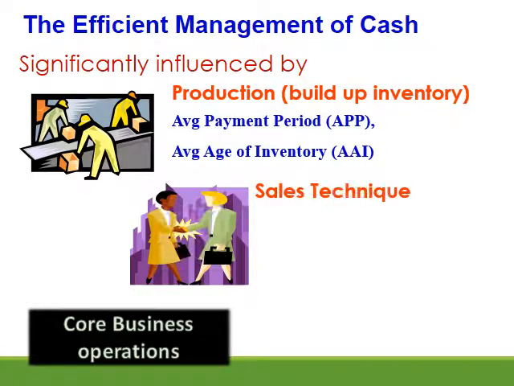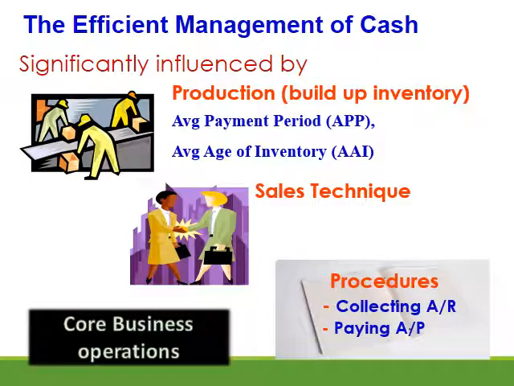Next is the sales techniques and procedures for collecting accounts receivables and paying accounts payable. This influence can be better understood through analysis of the firm's operating cycle and cash conversion cycles. We'll refer to the illustration in the lecture notes below for a manufacturing firm Alpha for better understanding.